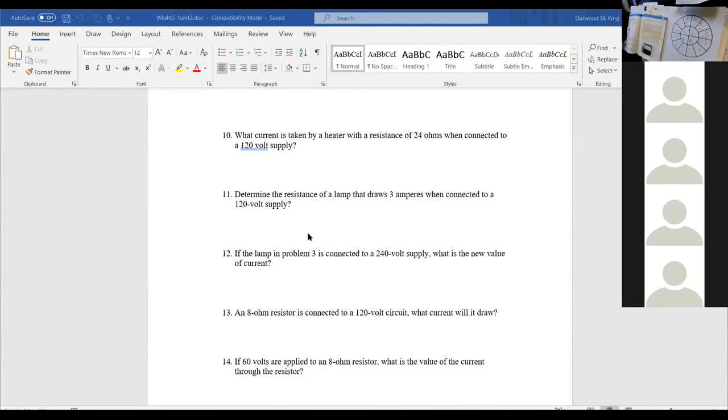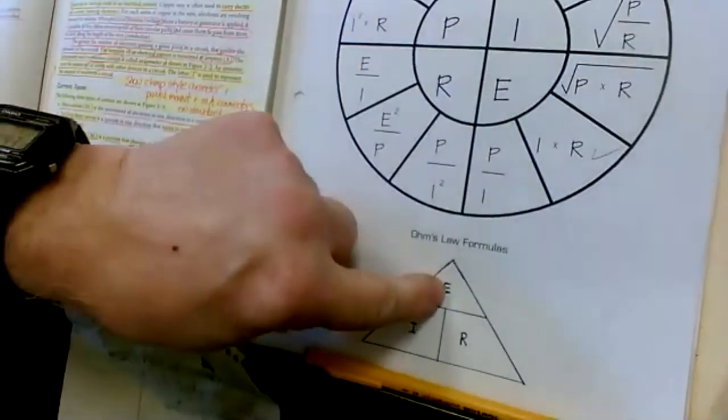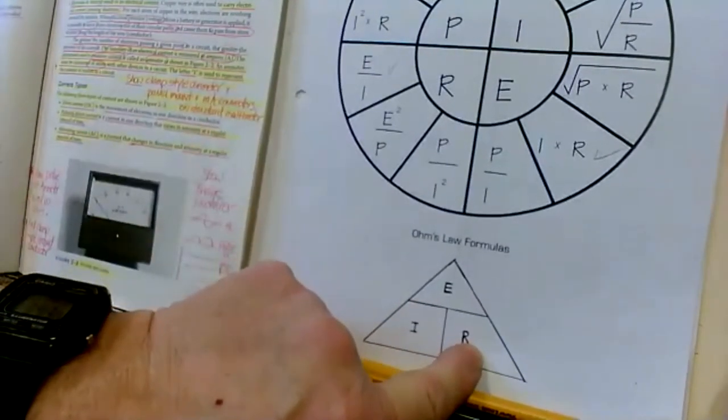Let's see. So, number 10. Who wants to take that one? Can somebody read it? What current is taken by a heater with a resistance of 24 ohms when connected to a 120 volt supply? You're going to divide it. Now, so look, a heater, 120 volt, 24 ohms. 120 volt, and then the ohms goes into here.